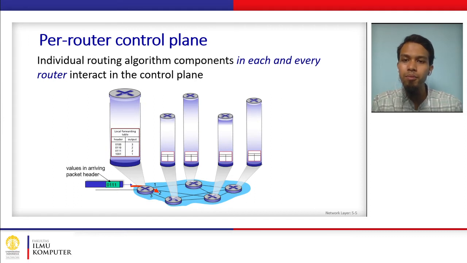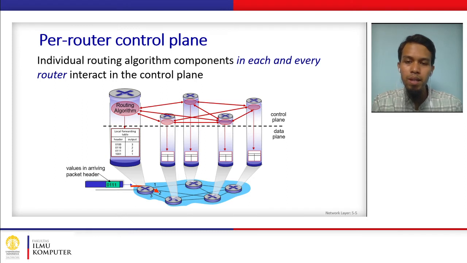So for per-router control, we have the control plane and data plane in the same router. This is like the router that you have seen in Packet Tracer. They are using this approach. Basically the control plane does the routing algorithm, and the result of the routing algorithm is the local forwarding table. This forwarding table will be used by the data plane to forward the incoming packet.